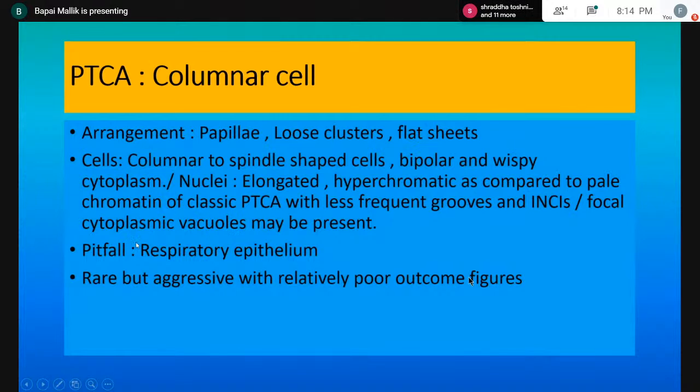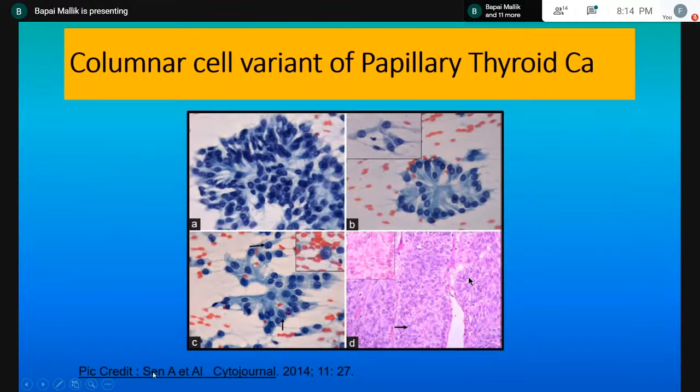The pitfall is that, if you're not doing a really good FNA, the needle might go into the respiratory tract and you can pick up some respiratory epithelium and think that this is a columnar cell PTC, which of course it is not. But more often than not, if you're the one doing the FNA, the patient is going to cough. So that is a pretty good clue. It is once again a rare but aggressive tumor with relatively poor outcome.